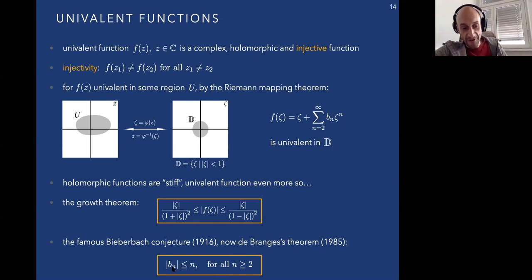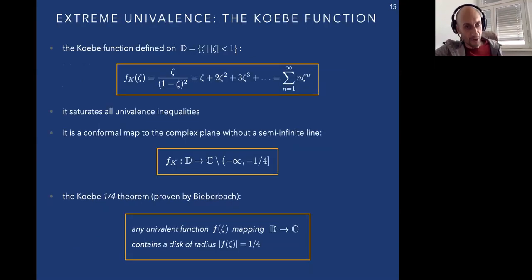So basically every coefficient, Bn, has to be bounded from above by n and from below by minus n, right? And this is true for all n greater than or equal to 2. So you can sort of see where I'm going, right? This constrains every single coefficient of a holomorphic and injective function that has a power series representation on the disk. Good. So there's an extremal function that satisfies all of these inequalities, and it actually saturates them.